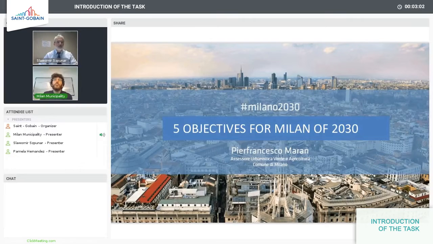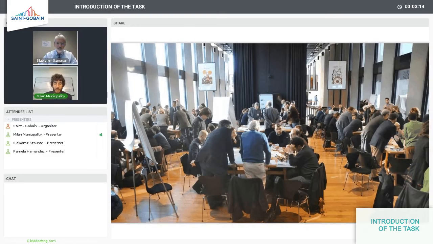I will briefly introduce the direction that the city of Milan is taking in relation to its strategy for the future, and particularly for urban planning. We call this plan Milan 2030 because this is the timeline that the plan has as a goal, as a name.